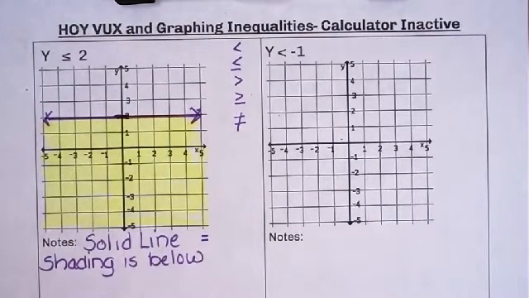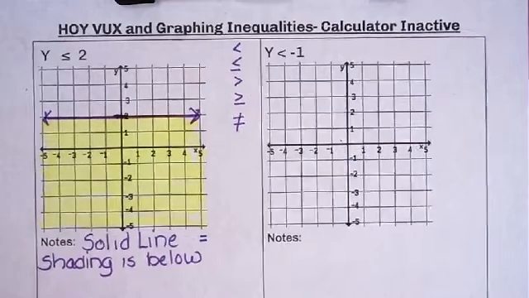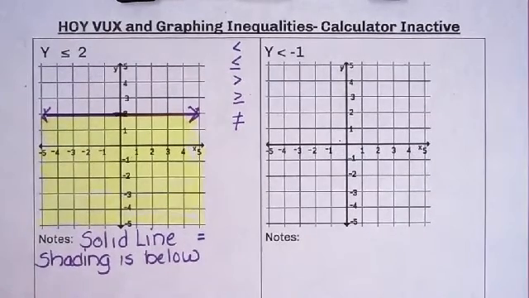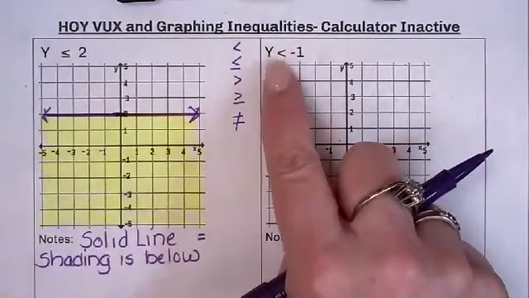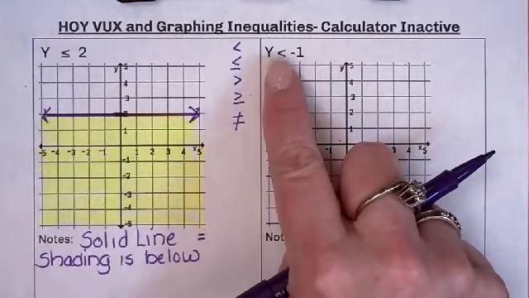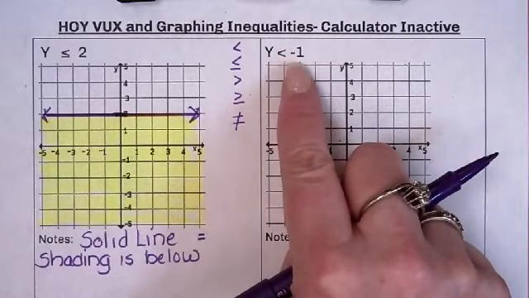Or they may say just shade below. All right, now think about those vocabulary words, and we're going to talk about them a little bit more in the next problem.